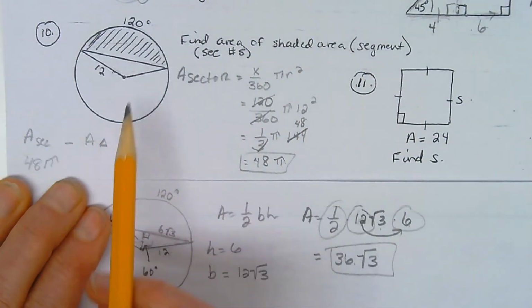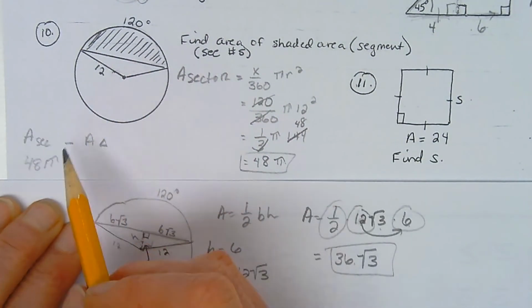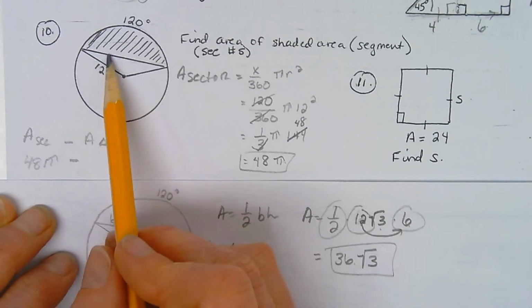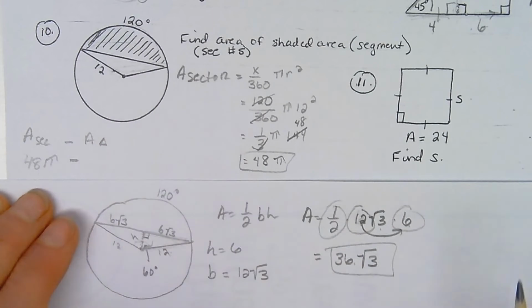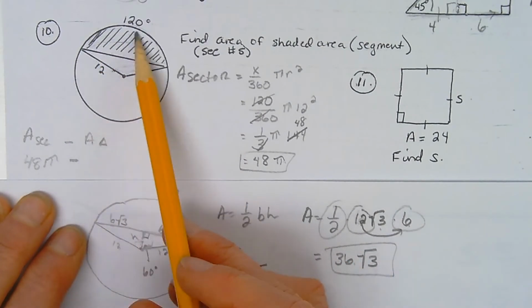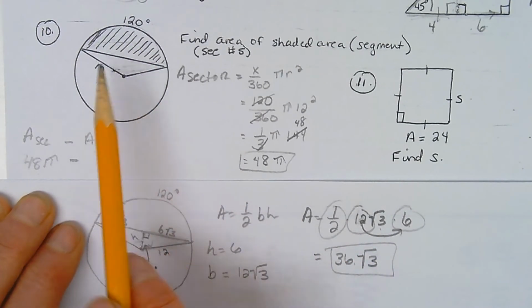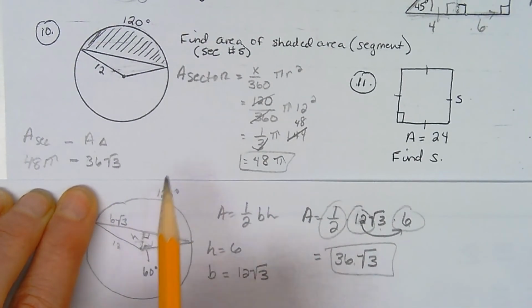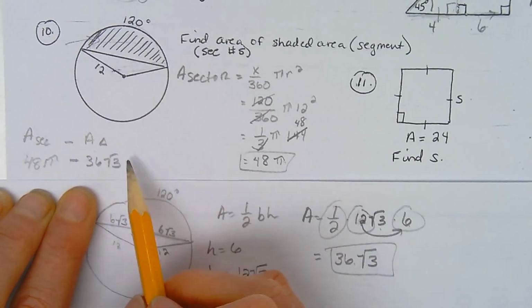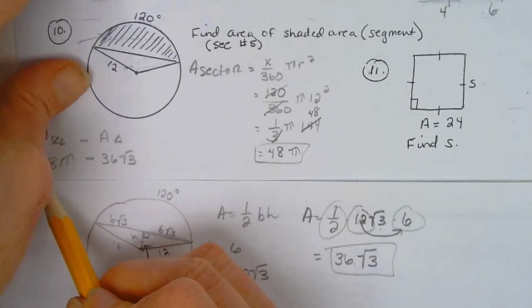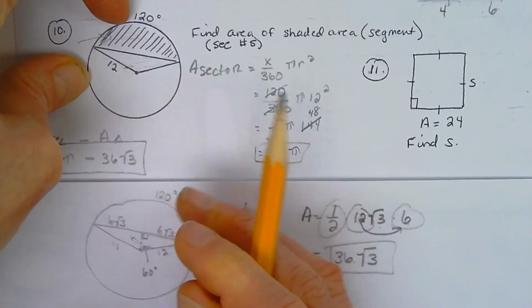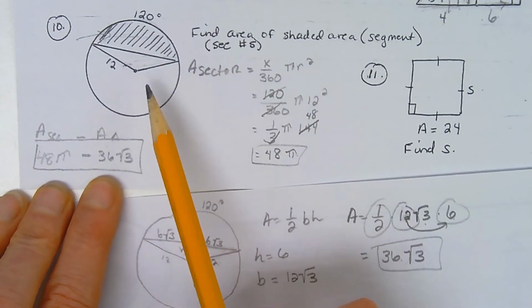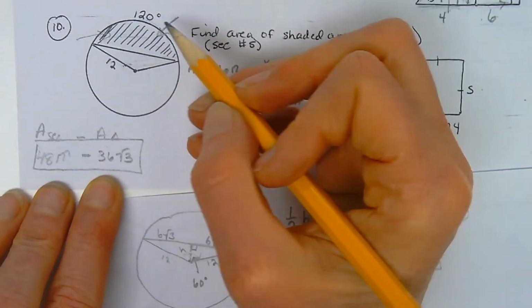So to find the area of the segment, I will subtract that from what we found earlier, the area of the whole sector. So the area of the sector is 48 pi. The area of the triangle is 36 rad 3. And so the area of that segment is this. I'm not going to simplify it any further. 48 pi minus 36 rad 3. And that is a lot of work to find the area of that little segment right there.